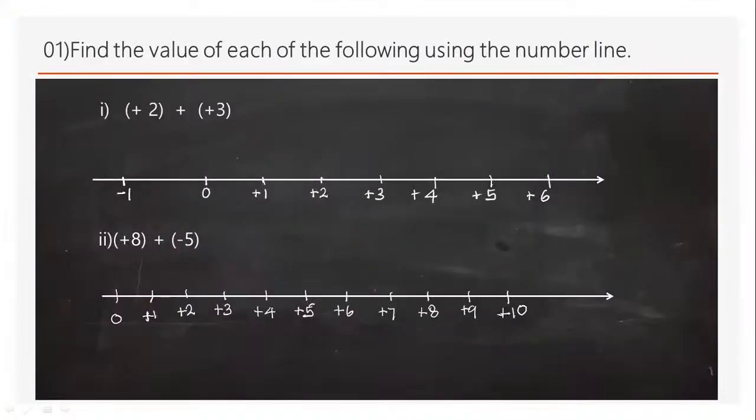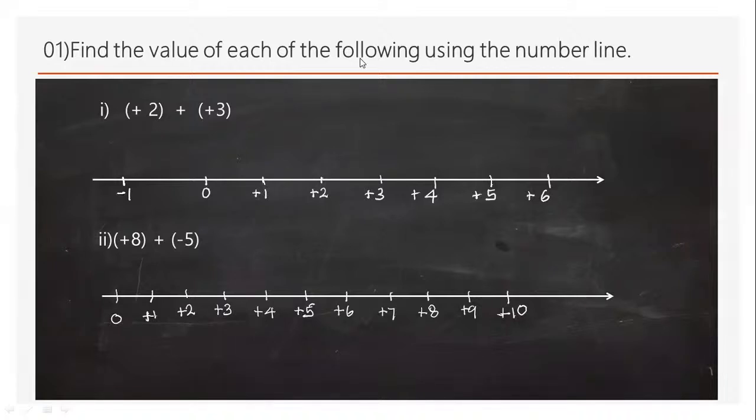Right. First question, find the value of each of the following using the number line. Now look at plus 2 plus 3. This is the 0. From the left hand side of this 0, these numbers are negative numbers. Right hand side, positive numbers. Then you can see from 0 to the left hand side, negative numbers, and the other side, right hand side, positive numbers. Now let's do the simplification of this sum, plus 2 plus 3.